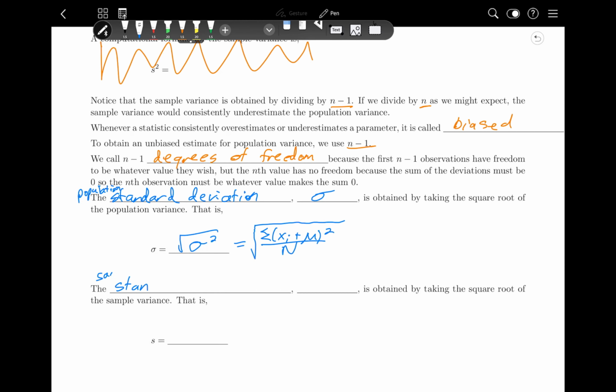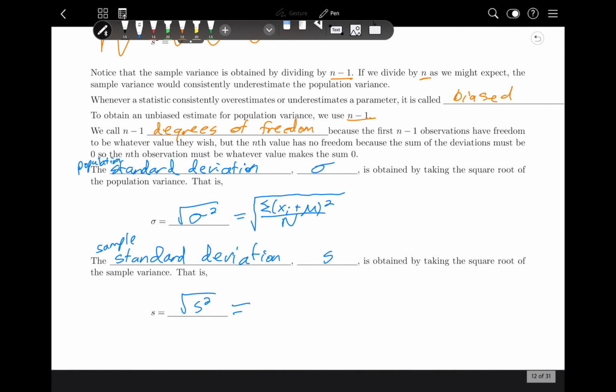The sample standard deviation, s, is obtained by taking the square root of the sample variance. So that would be the square root of s squared, or the square root of the sum of all the x sub i's minus x bar squared over n minus 1. And I noticed a typo I wrote here: that should be a minus, not a plus, in the first formula there. Okay, so that's the idea of how these formulas work.